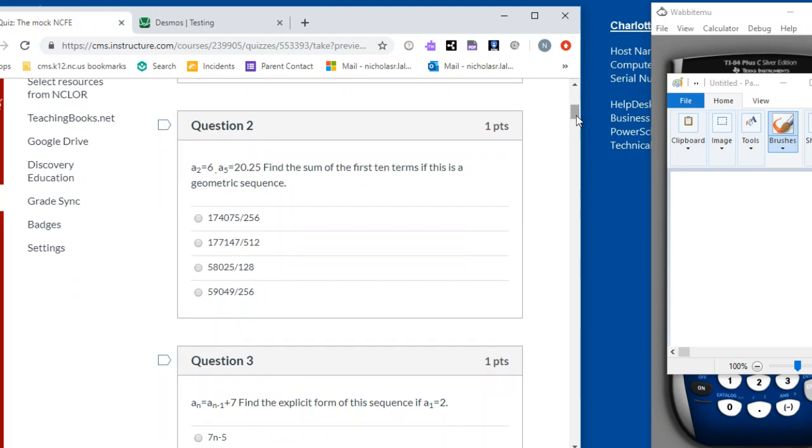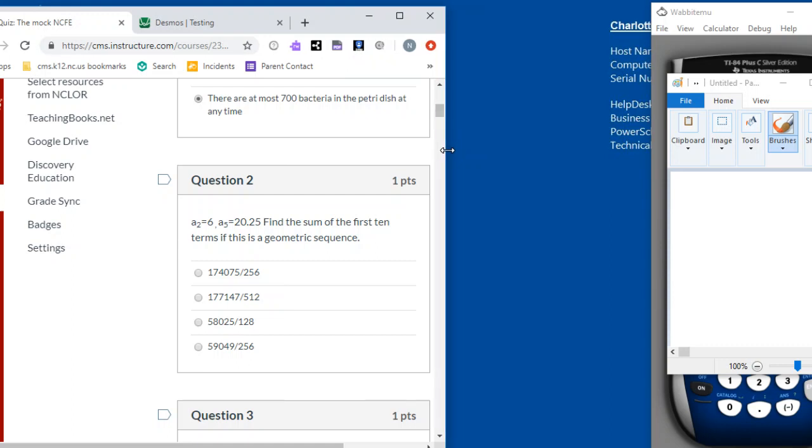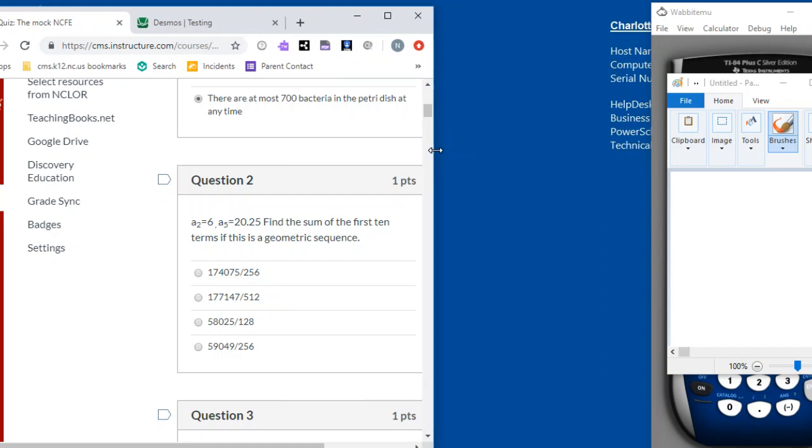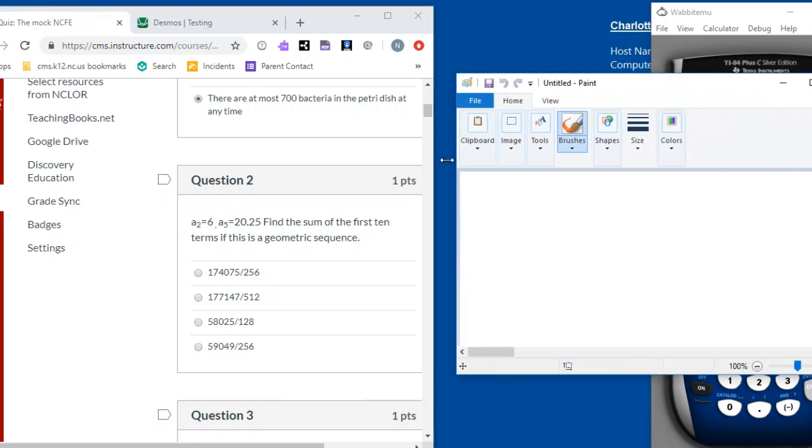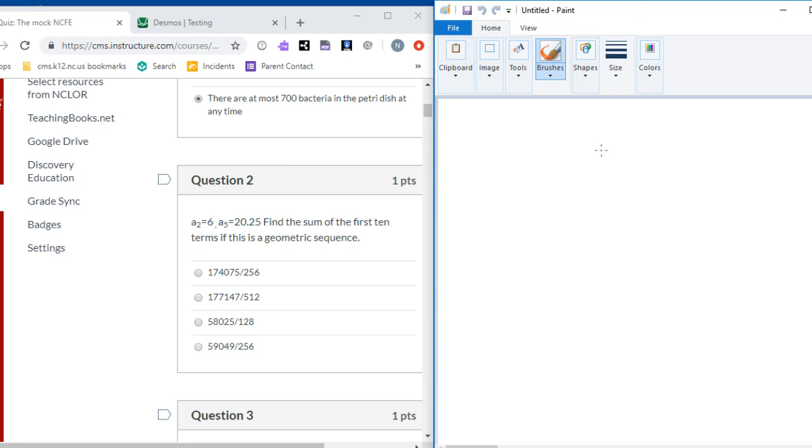Question 2. A2 is equal to 6. A5 is equal to 20.25. Find the sum of the first 10 terms in this geometric sequence. We have a sequence of numbers. A2 is 6. So we have a first term, then a second term that is 6, then a third term, a fourth term, and a fifth term. That fifth term is 20.25.